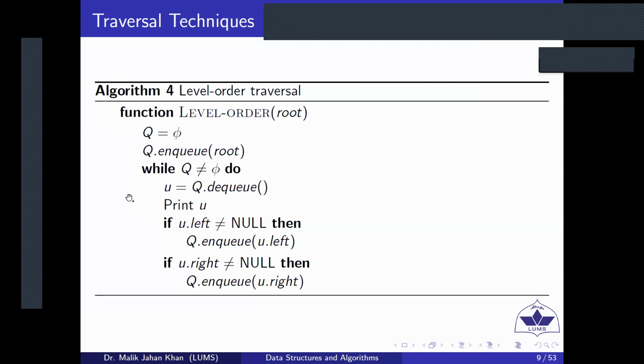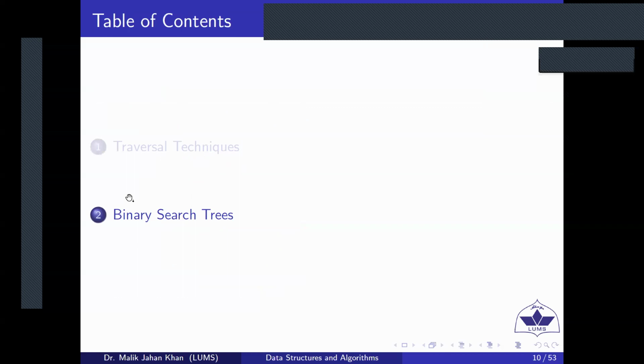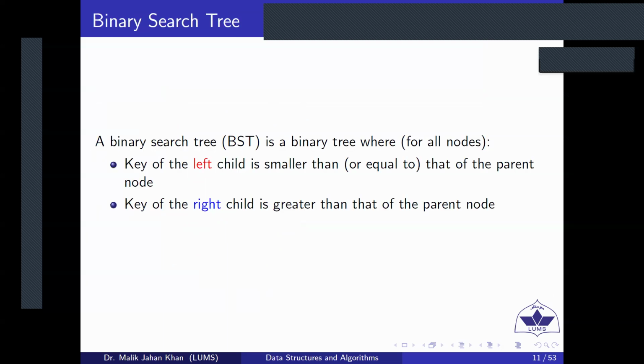Okay, so we're done with traversal techniques. Now we are going to start with a special type of binary trees called binary search trees. A binary search tree, as the name suggests, is a binary tree with some additional conditions. In this course, we'll be using the acronym BST very frequently to denote binary search trees.